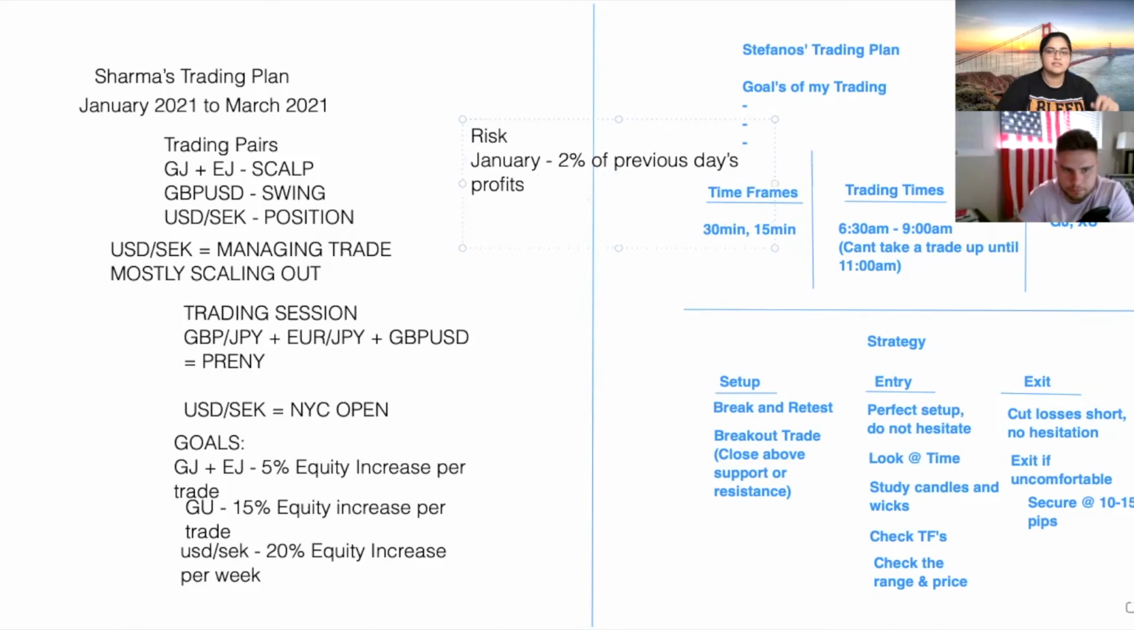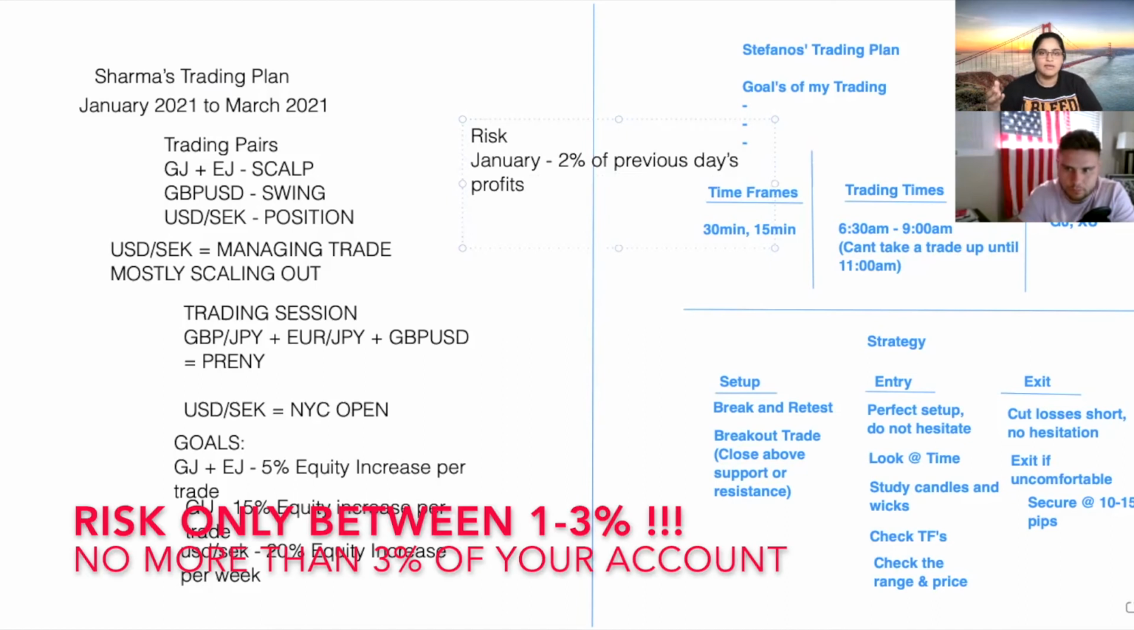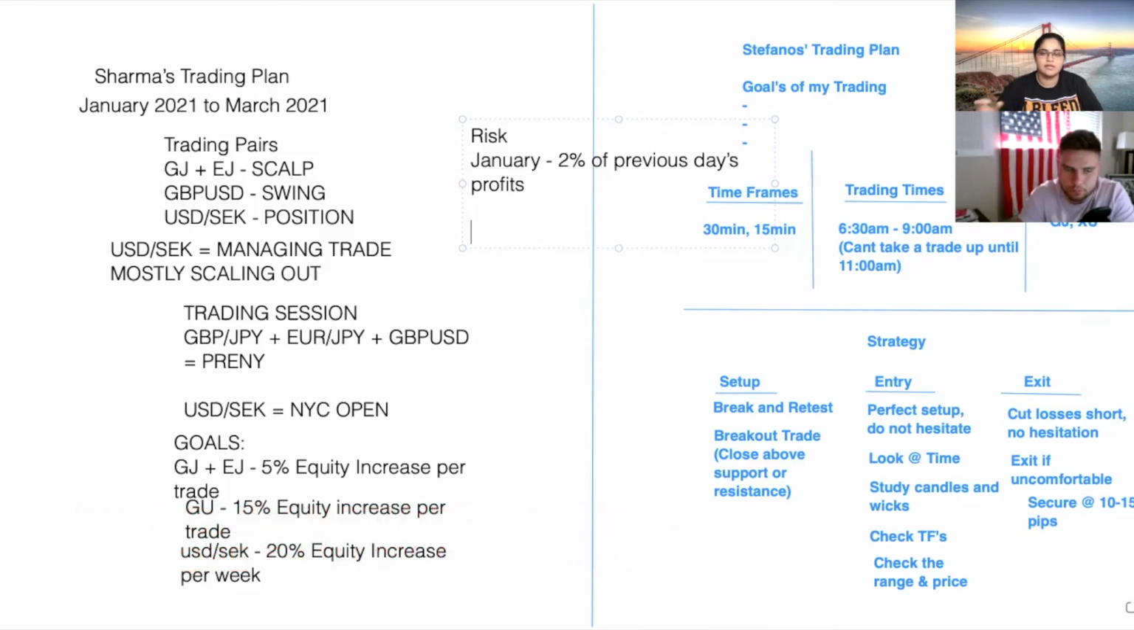Another thing is, if you're just starting off when it comes to your risk, then don't worry about previous day's profits, but only risk 1 to, Stefanos has 2%, I say 3%, whichever one is fine. But you shouldn't be risking more than that of your account size. So if you have a $100 account, do not risk more than 3% at a maximum of that $100 account.